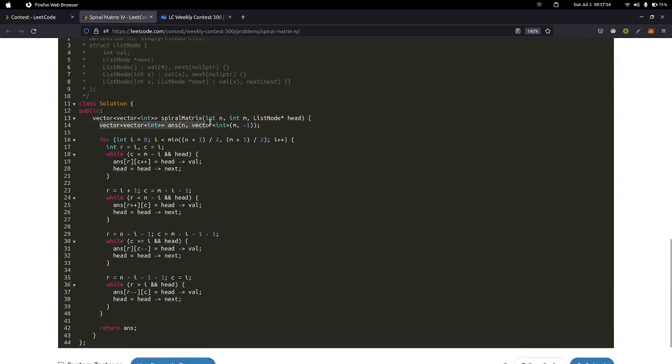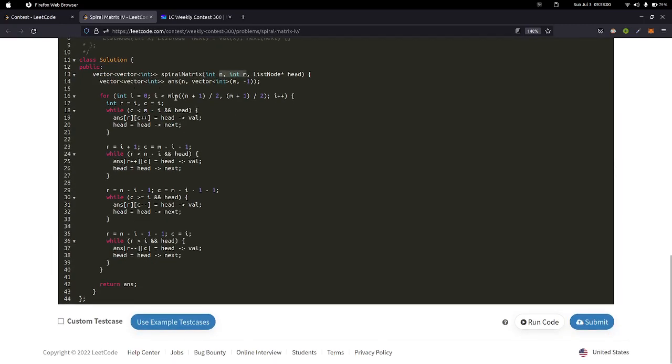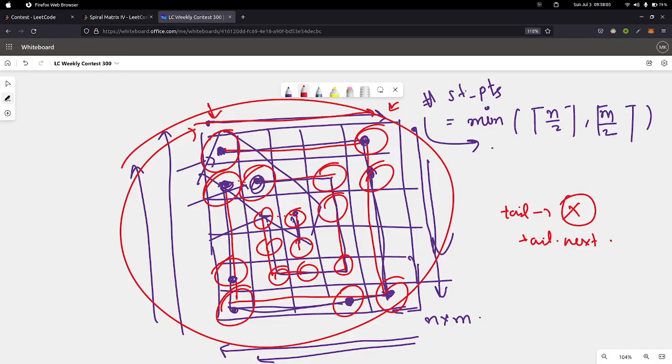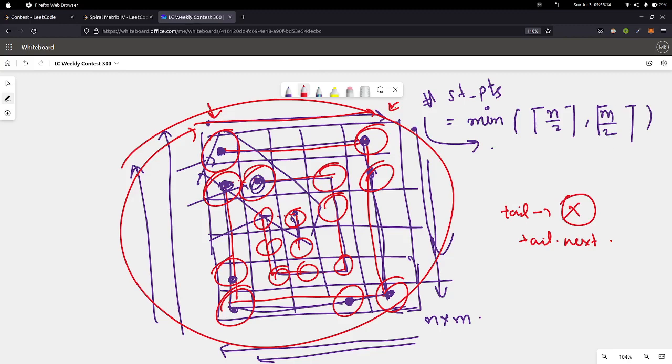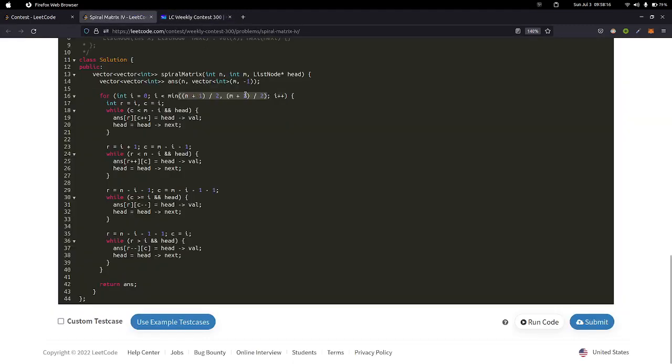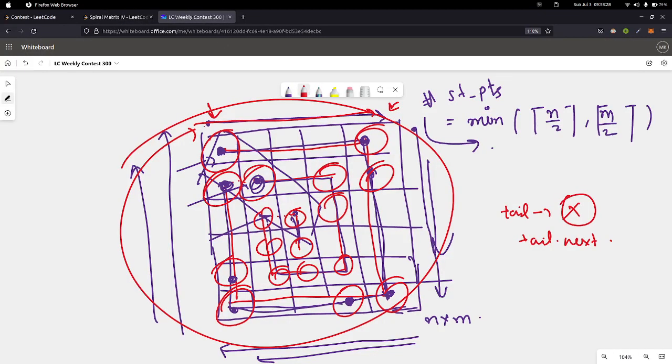So initially we create a matrix of size n cross m. I am basically swapping these values here itself. And as I told, the total number of start points will be minimum of ceil of n by 2, ceil of m by 2. That's this. So ceil of n by 2 and m by 2 can be represented like this: n plus 1 by 2 and m plus 1 by 2. And then basically we'll be doing four traversals, one for each direction, right? First this traversal, and then top to bottom, and then right to left, and bottom to top. In this way we'll be doing.